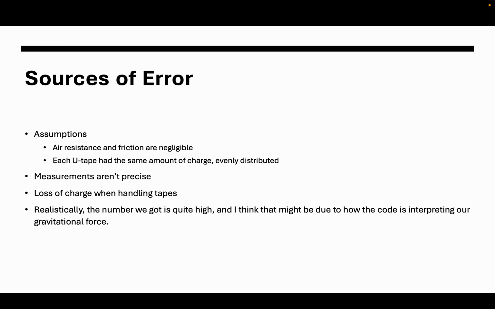Some potential sources of error were the assumptions that we made. Our measurements weren't exactly 100% precise, and when handling the tapes, charge can be grounded in a way and get lost. And looking at our number, realistically, it looks quite high. Even though this model is supposed to be more accurate, I think something might be off, and it might be due to our gravitational force. It just seems like kind of a high number for what we're looking for.